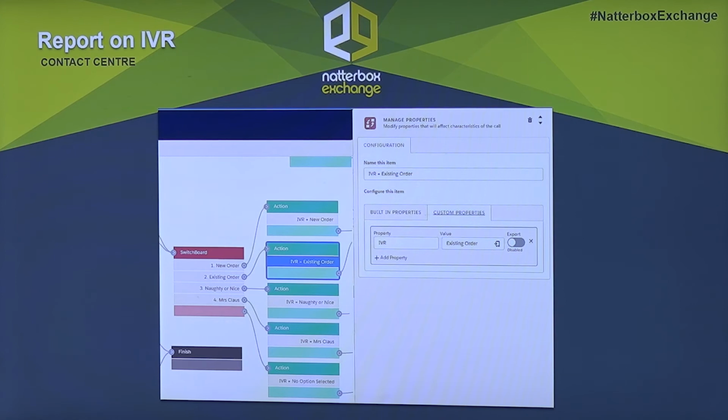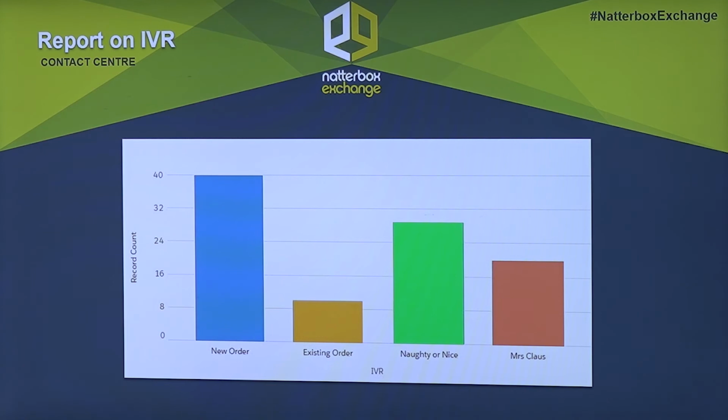So if someone presses 2 for existing order, it's going to set the IVR variable to existing order. Now, the good thing about that is if you've got a field in the call reporting object inside of Salesforce, which is our native reporting object, and that field is called IVR, we're going to push that value through every time a call goes through. That will automatically happen, and the result would be a graph that looks something like this.